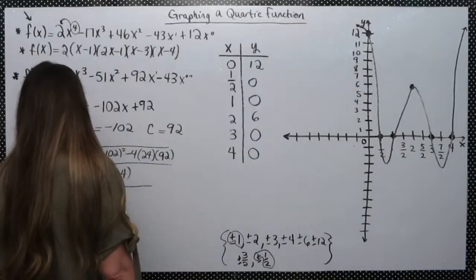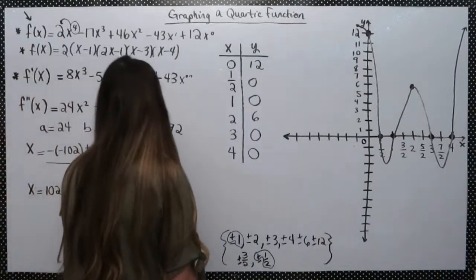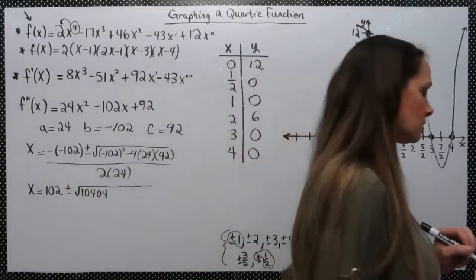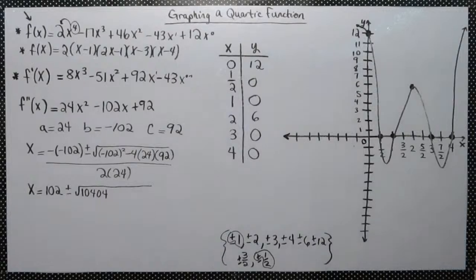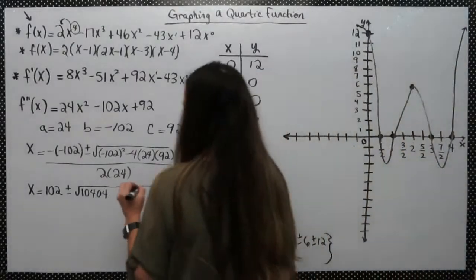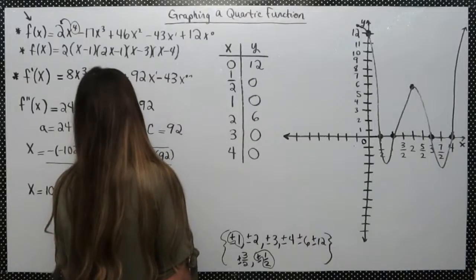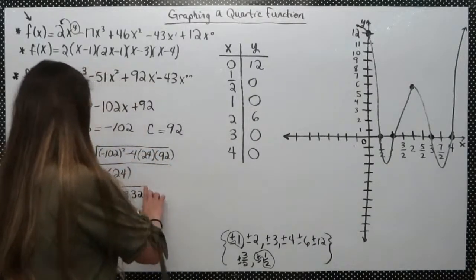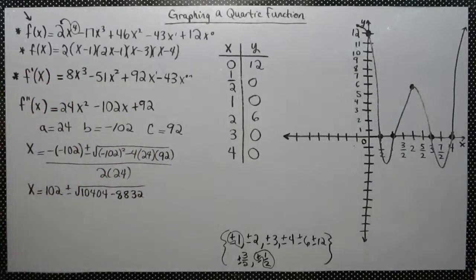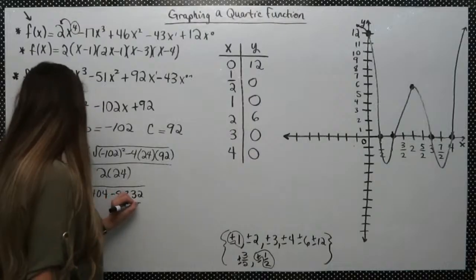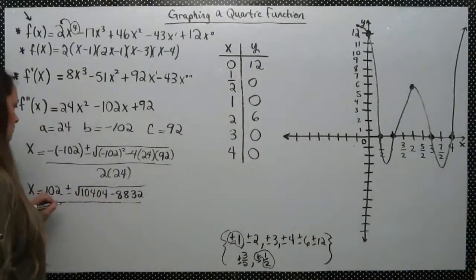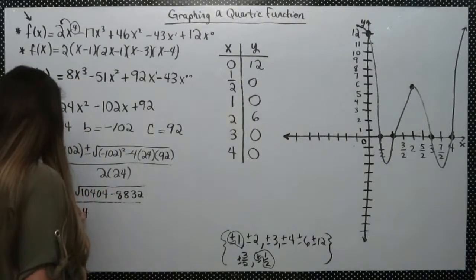All right. And so then we got 4 times 24 times 92. That's 8,832. Okay. And then we've got 2 times 24. Well, 2 times 24, that's 48.